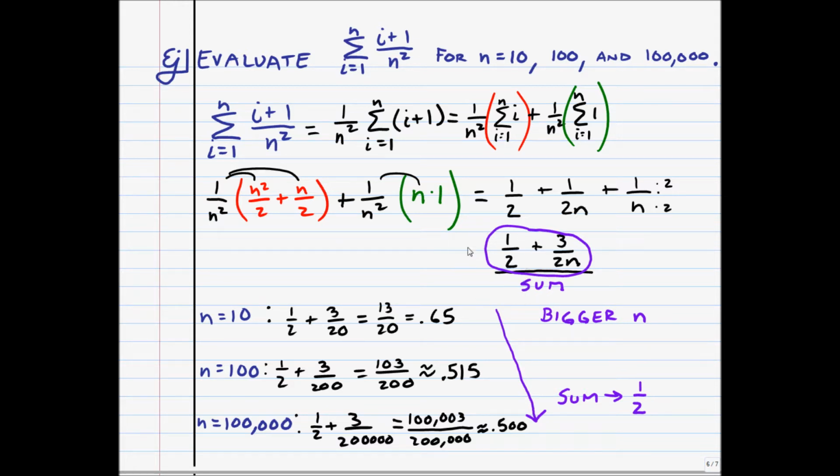This is our sum. Well, our question might be, what's happening as n gets bigger? In other words, what is the limit as n goes to infinity? The limit as n goes to infinity is going to be 1/2 plus 3 over a gigantic number, which is 0. Our limit is going to 1/2. So in fact, this does make sense.